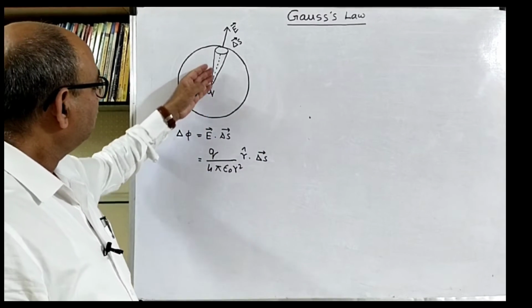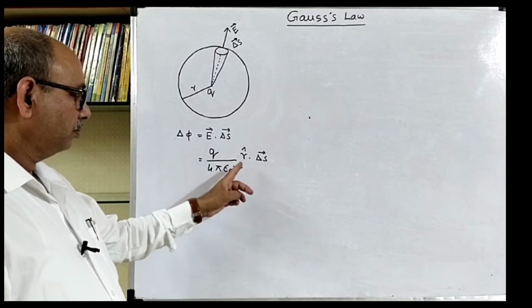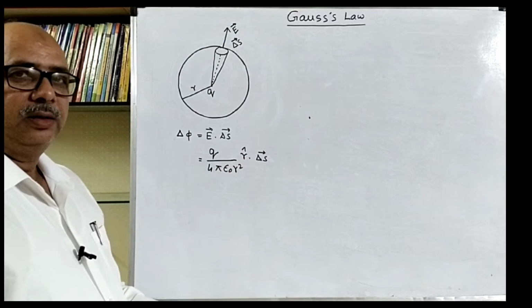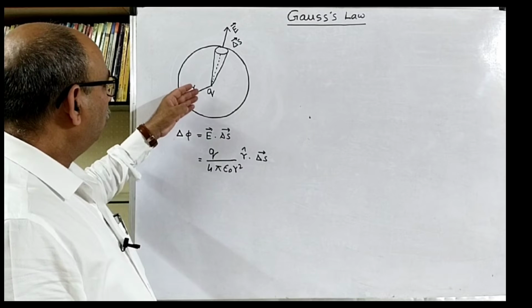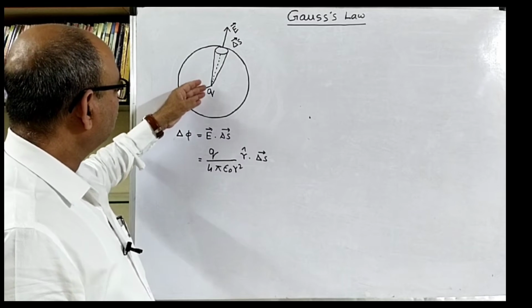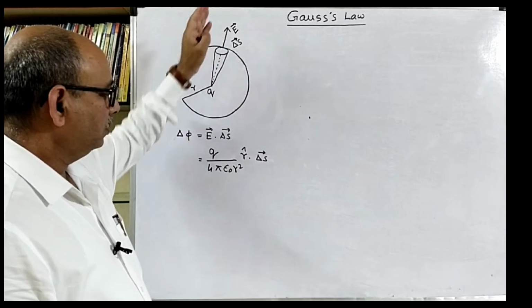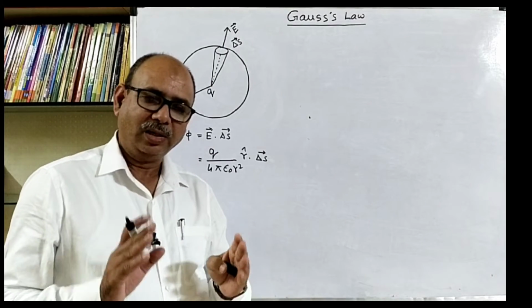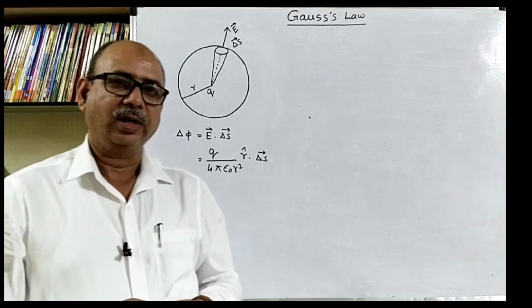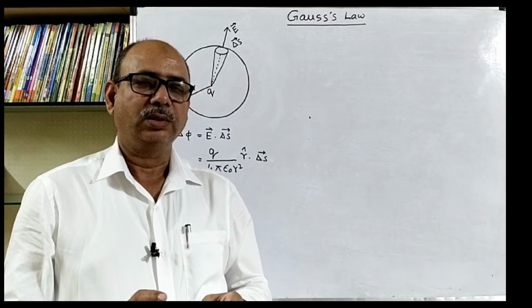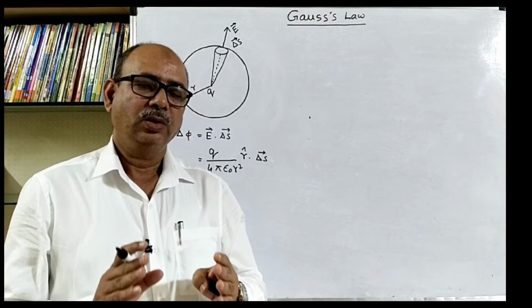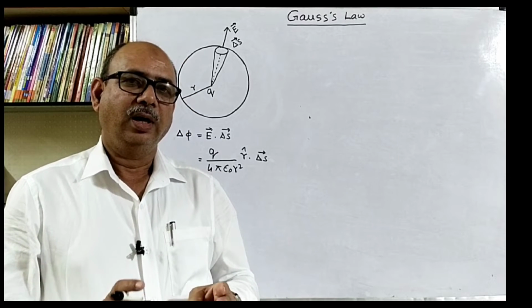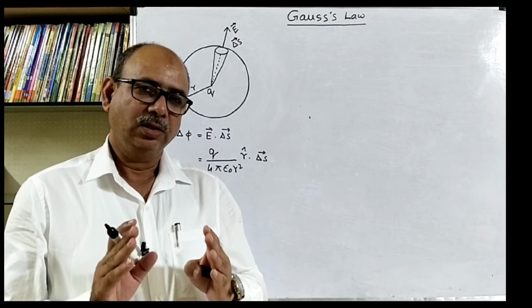Direction of delta S is radially outward. This unit vector r is also pointing out from the center towards the outward. That means direction of delta S and the unit vector r is radially outward. That means angle between the unit vector and element area delta S is 0.